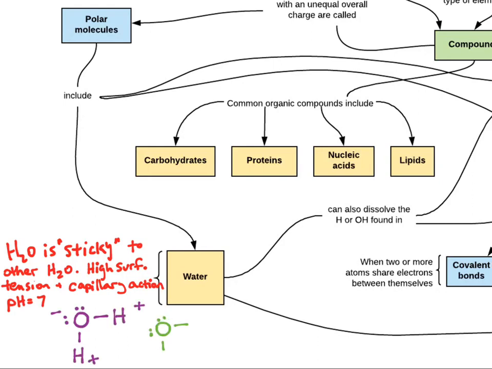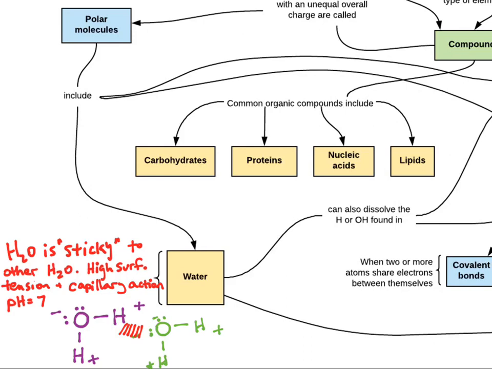Take a look at this Lewis dot structure of water. We've got, let's see, the oxygen is the central atom, and the oxygen is surrounded by electrons. In fact, oxygen's pretty electronegative. What that means is it's going to pull electrons towards it.